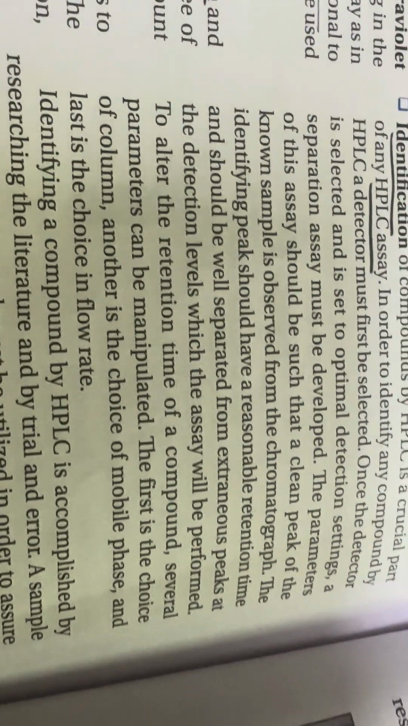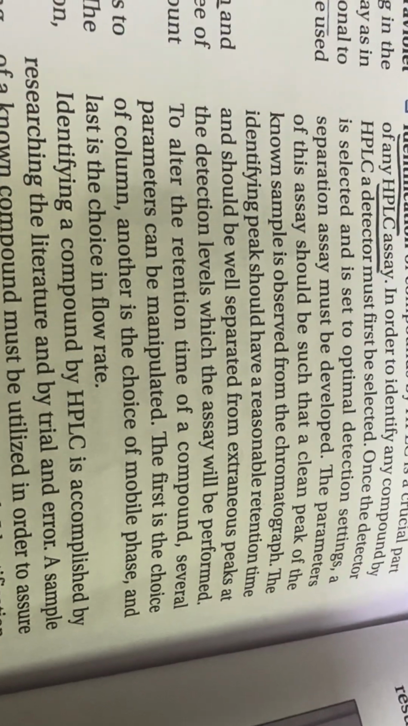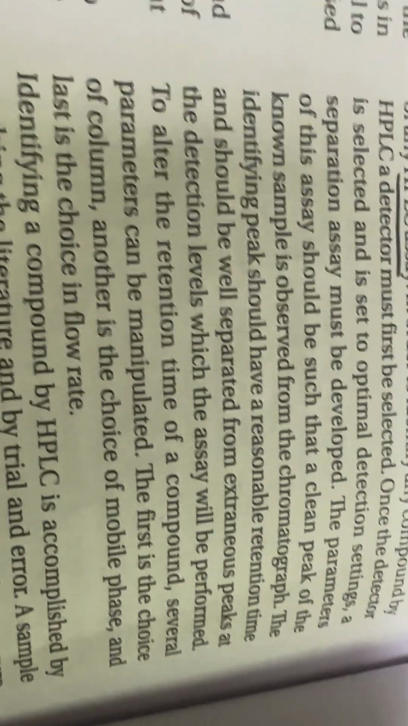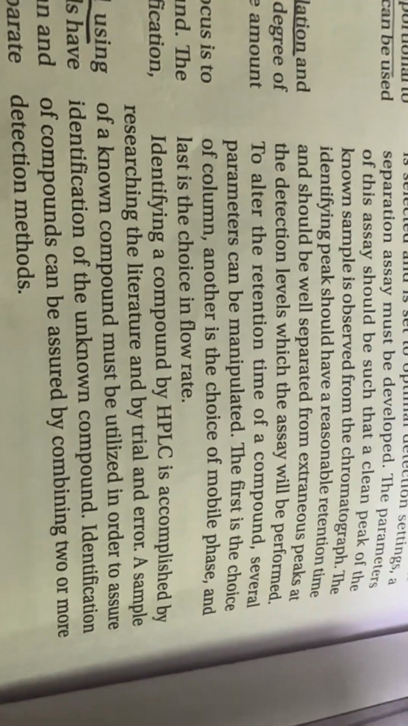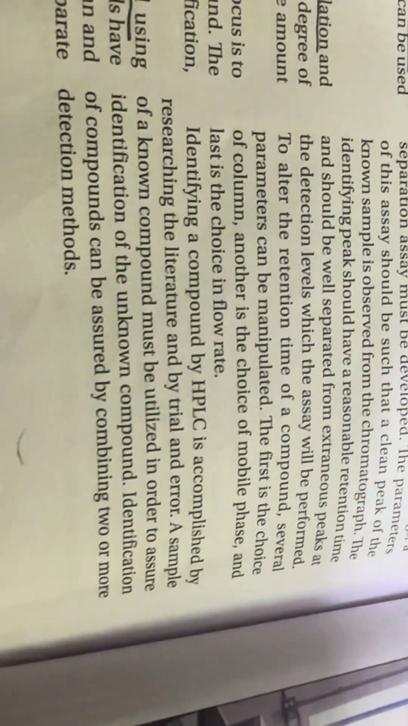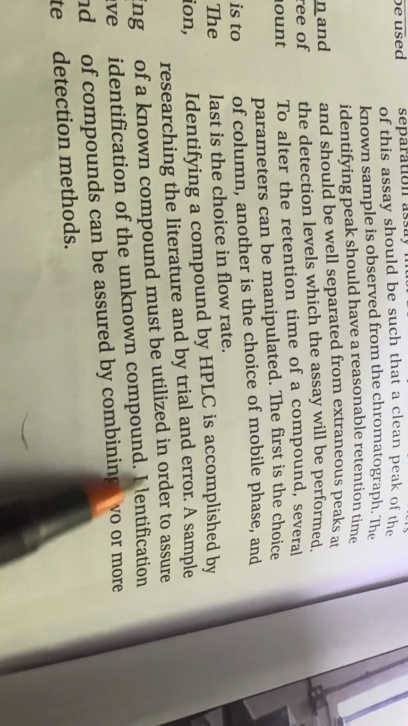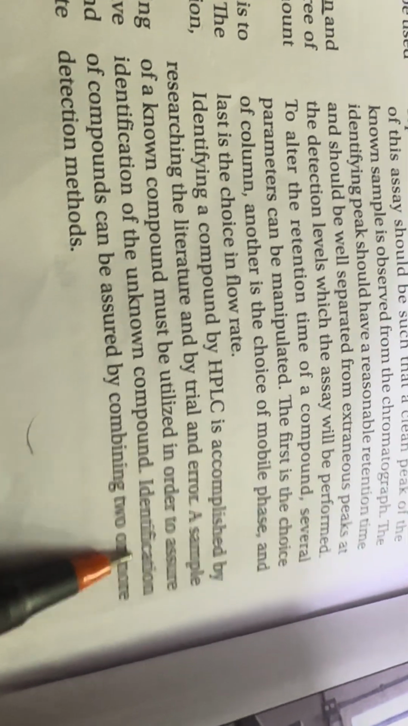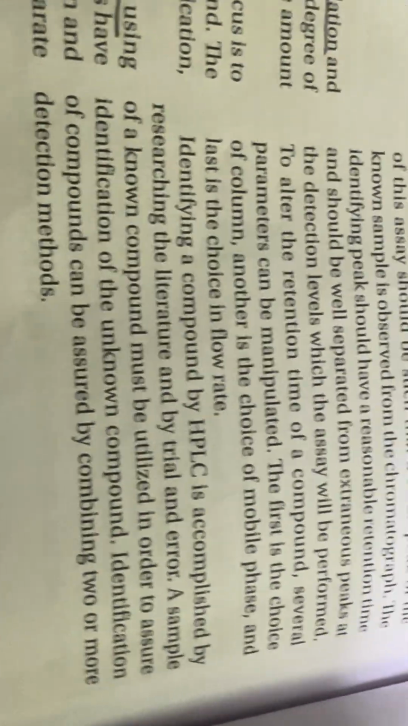To alter the retention time of a compound, several parameters can be manipulated. The first is the choice of a column, another is the choice of mobile phase, and last is the choice of flow rate. Identifying a compound by HPLC is accomplished by researching the literature and by trial and error. A sample of known compound must be utilized in order to assure identification of the unknown compound. Identification of a compound can be assured by combining two or more detection methods.